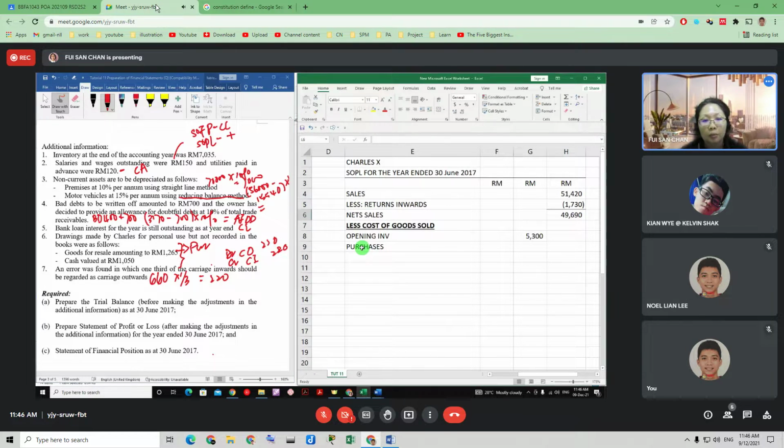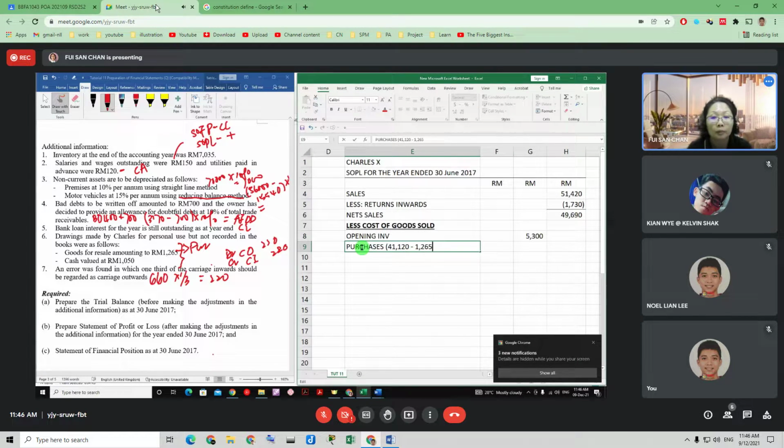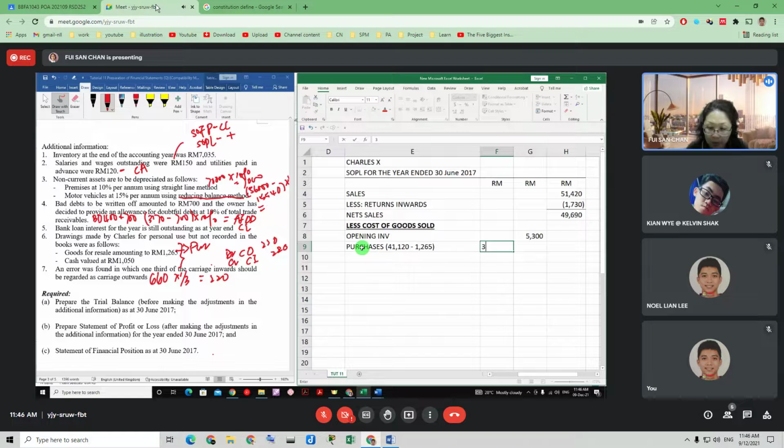Now these purchases. Do we need to make adjustment on these purchases? Yes, the drawings. So how much is our purchases? Our purchases is 41120. We have to minus the goods that we've withdrawn from the business. So our purchases become 39855. Then remember we have return outwards as well. Return outwards, the question says, is 2,200.